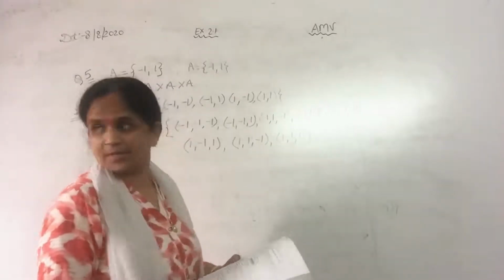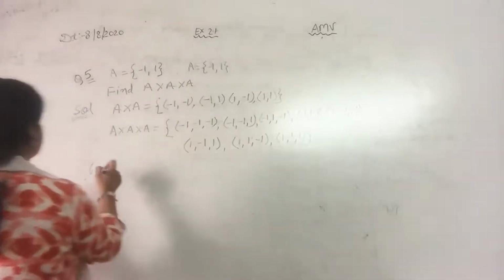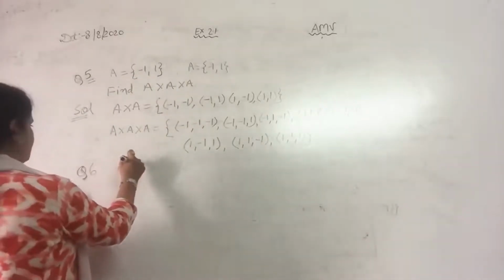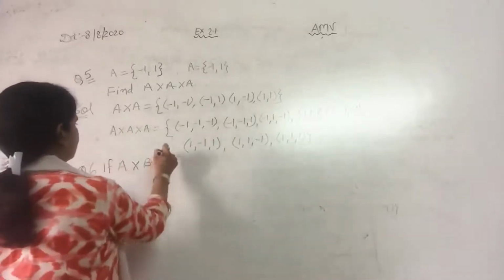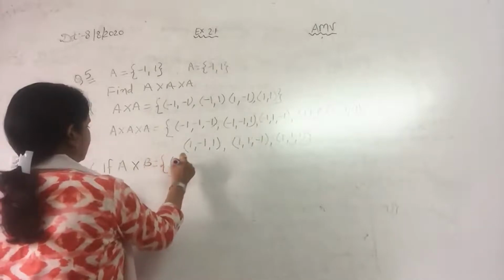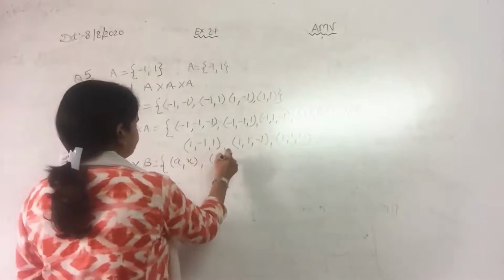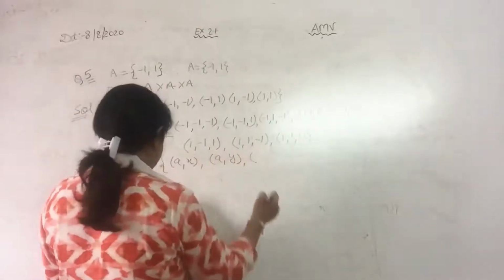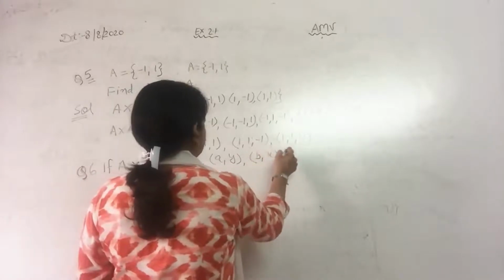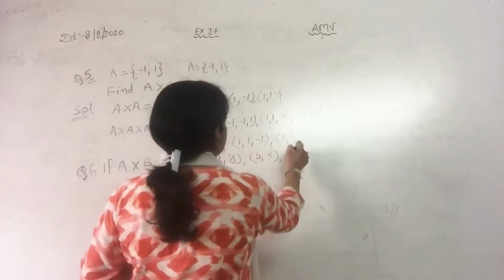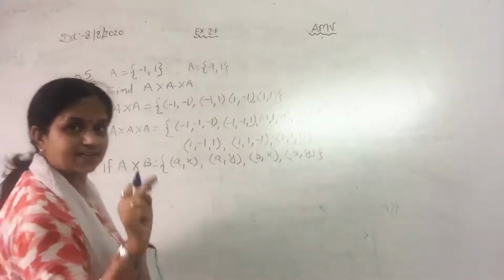Next, question number 6. If Cartesian product A cross B is given, students, it is (AX) and (AY), and here next is (BX) and the next element (BY). Then we have to find set A and set B.